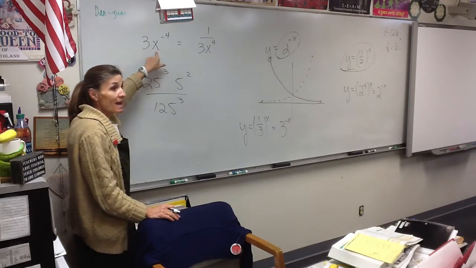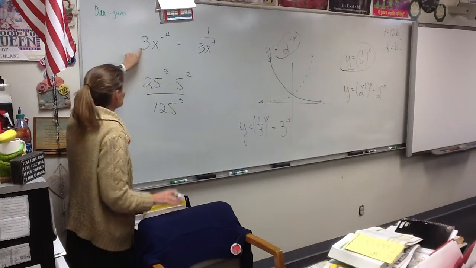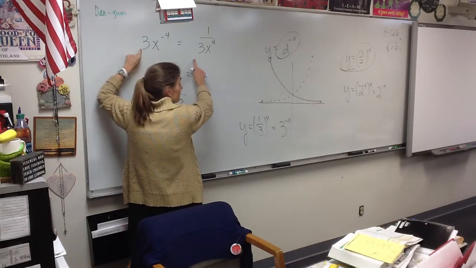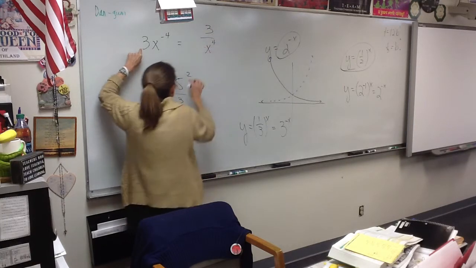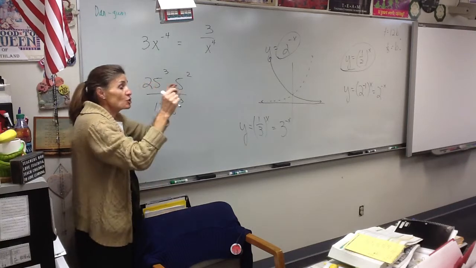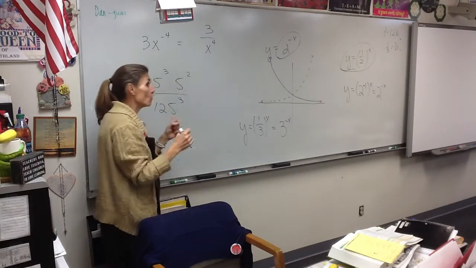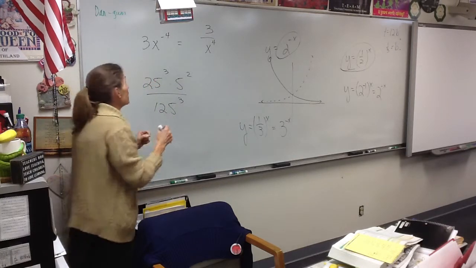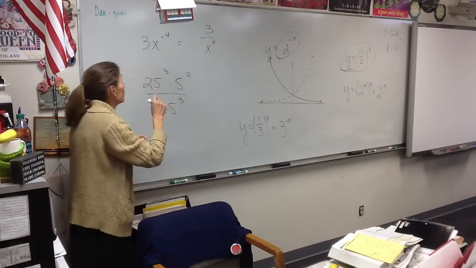Actually, only the x is being raised to the negative 4th power. So should the 3 be moved? No. The 3 does not have a negative exponent. Only the x to the 4th does. So it should go to the bottom. It should become its reciprocal, 1 over. But only the things attached to negative exponents move.